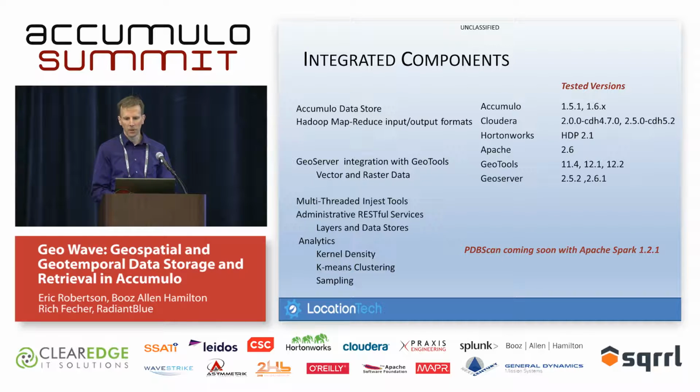Accumulo 1.5 and 1.6, Cloudera CDH4 and CDH5, basically your Apache Hadoop 2.0. For our services layer, we support OGC services, Open Geospatial Consortium services, with plugins for GeoServer using the GeoTools libraries. We are slowly adding new features all the time. We have a whole set of analytics layers coming in, and our ingest framework is growing. We have lots of RESTful services for ingesting and managing data, managing maps, and also to administer the application and do some monitoring.